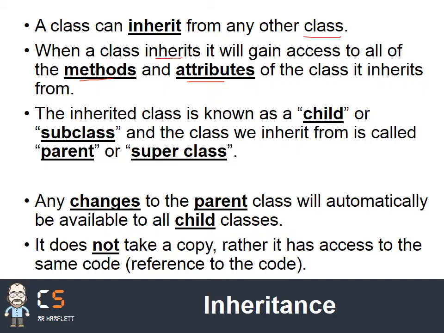An inherited class is known as a child class or a subclass, and the class we inherit from is known as a parent or superclass. Any changes to the parent class will automatically be available to child classes. So if I make a mistake in my code and I update the parent class, all the child classes will get the benefit of it. Also, if I add any new methods, the child classes will also gain access to those methods as well.